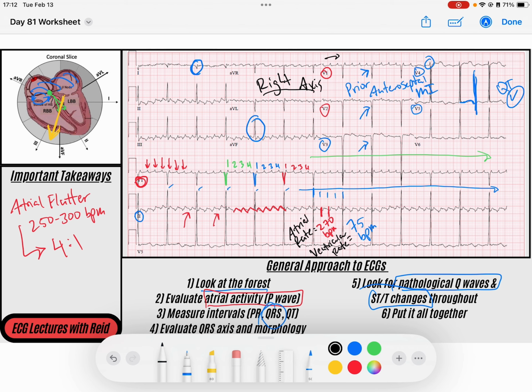And so now let's just put this rhythm together. And what do we have? We've got an atrial flutter with 4 to 1 ventricular conduction at a rate of 75 beats per minute. We've got a right axis and what appears to be evidence of a prior anteroseptal MI, evidenced by pathological Q waves in the anteroseptal leads.